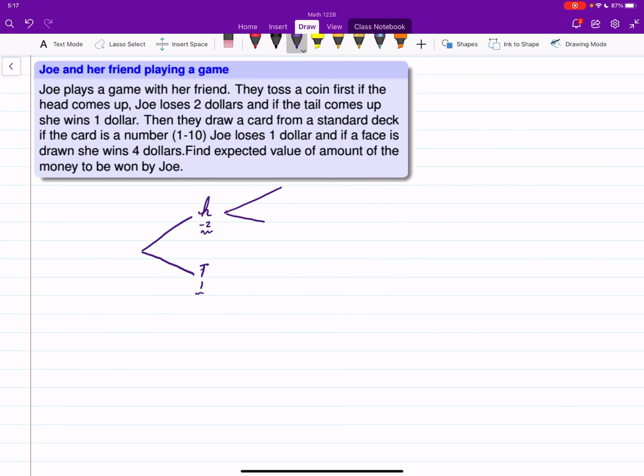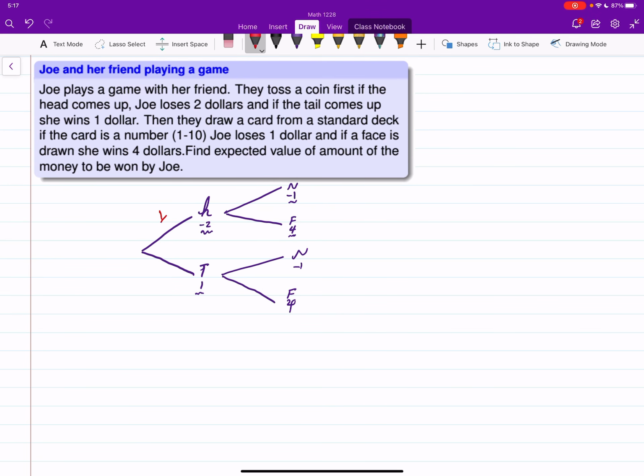Okay, and then they draw a card from a standard deck of cards. If a number comes up, then Joe loses $1. And if a face is drawn, she will win $4. You see that for winning, I put positive numbers. Losing means negative number. And they do this thing again there. Well, this is a probability tree.